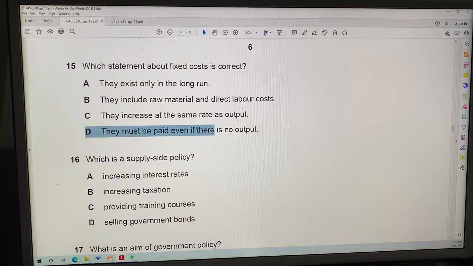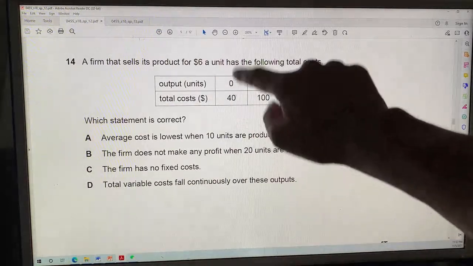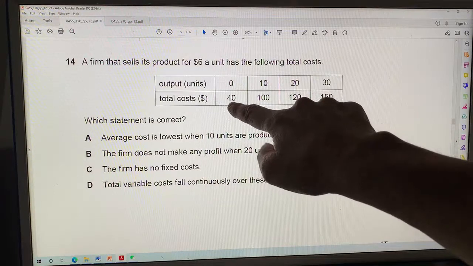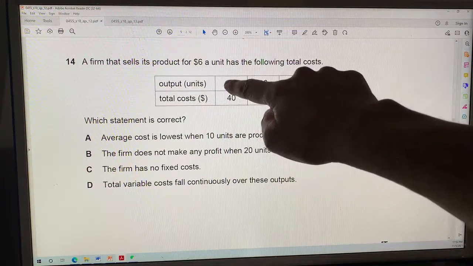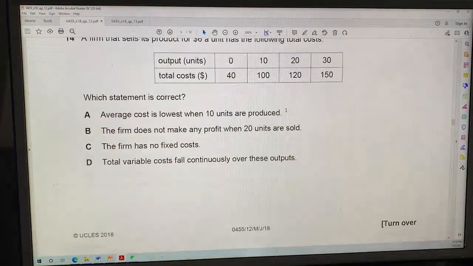Let's see. They must be paid even if there is no output. Yes, true. Like our previous question. Here, we know our fixed costs are $40 because when we produce nothing, we still pay those fixed costs.